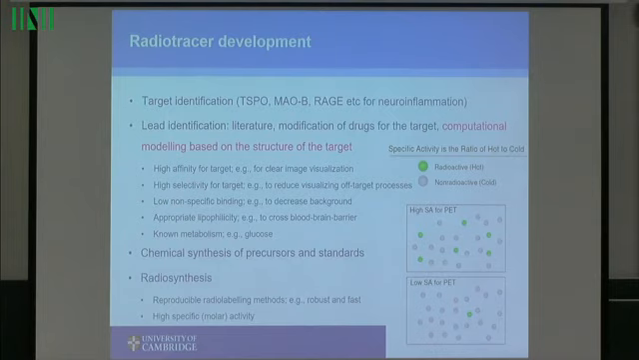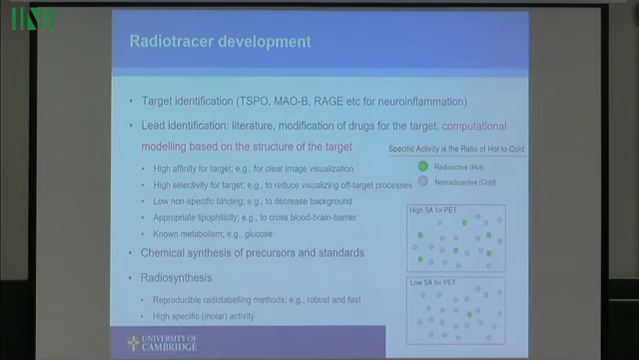Then comes identifying a lead molecule. This is done by looking at the literature, what's available. Possibly a drug that binds to this receptor or target can be modified. Or, I will come to this in my final slide, computational modeling based on the structure of the target to identify the best possible lead compound. So this compound that we identify should have high affinity to the target, so that we have a clear image that we can visualize. It should be highly selective to the target.